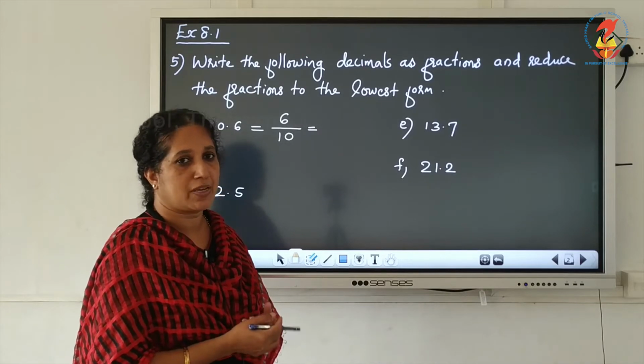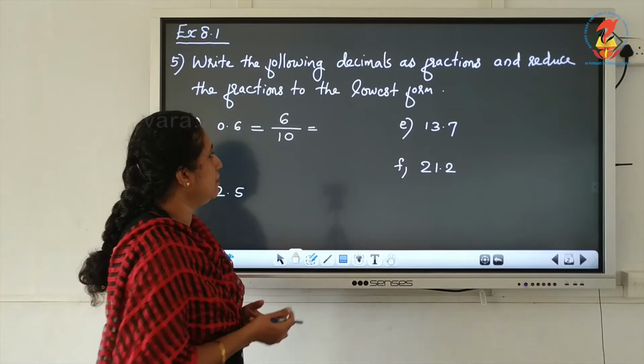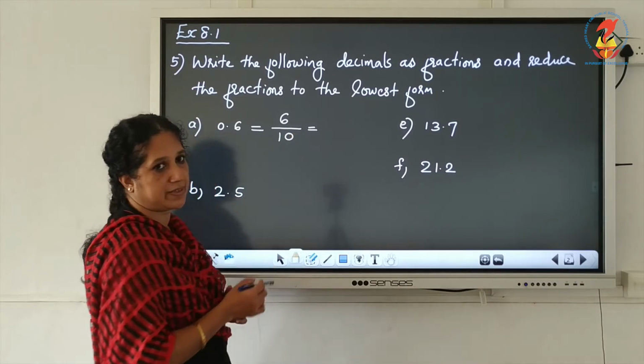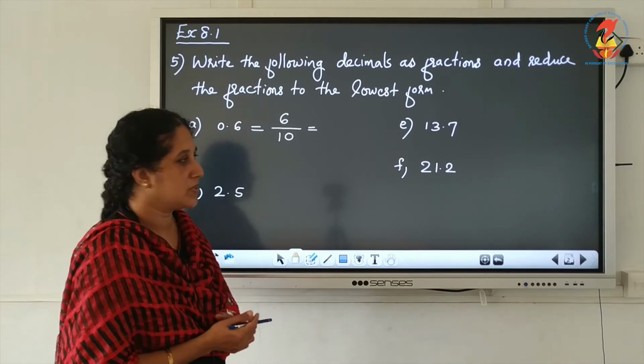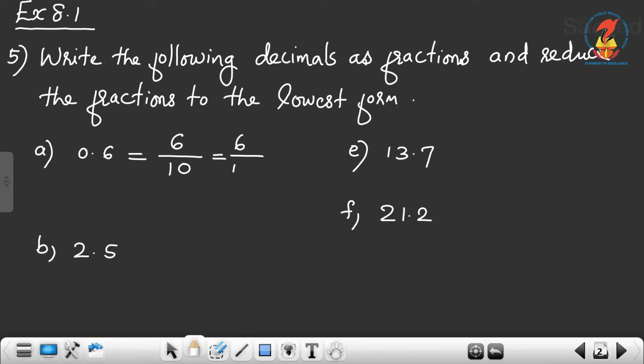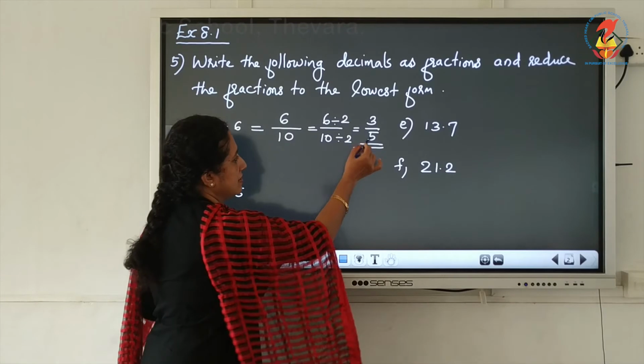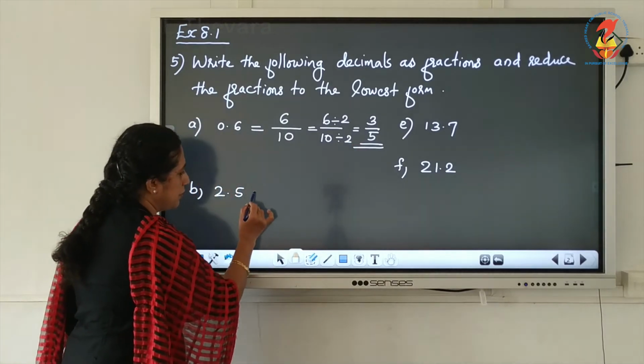Otherwise, step by step you can find the factors and divide both numerator and denominator by that factor. 6 and 10, which is the highest common factor? 2. So you have to divide both numerator and denominator by 2. 6 divided by 2, then 10 divided by 2, which is equal to 3 by 5. So the fraction in the lowest form is 3 by 5. The corresponding decimal fraction is 6 by 10 and the lowest form of 6 by 10 is 3 by 5.